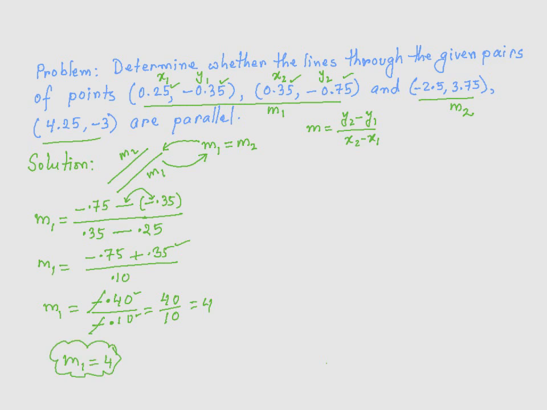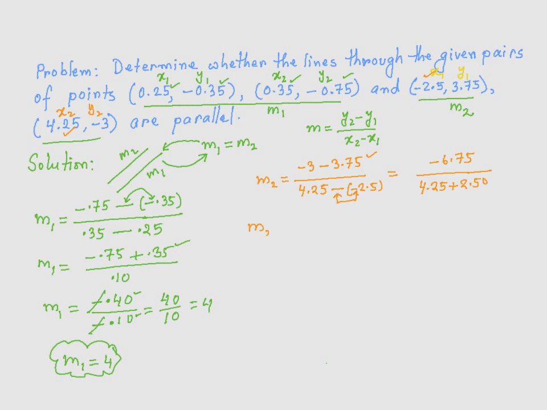Now let's go ahead and find m2. To find m2, I'm going to label this point as my x1, this point as my y1, and this point as my x2 and this point as my y2. So my m2 is going to be equal to y2 minus y1, which is negative 3 minus 3.75, and then x2 minus x1, 4.25 minus negative 2.5, because this is my x1. Now I'm going to simplify these numbers. In the numerator I get negative 6.75, because negative 3 minus 3.75 is negative 6.75, and in the denominator I have 4.25, and the negative is going to make it positive, so this is going to be 2.50.